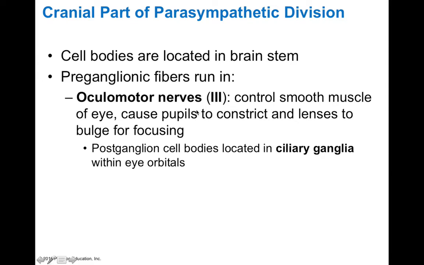Now, the parasympathetic function of the oculomotor nerve is actually to control the smooth muscle of your eye, including the pupils, and the smooth muscle that controls the shape of the lens for focusing. So we find that before it goes to the eyeball, the postganglionic cell bodies are located in what we call the ciliary ganglia, which are within the eye orbits, just near the eyeball, and then those postganglionic fibers go out to the smooth muscle itself.